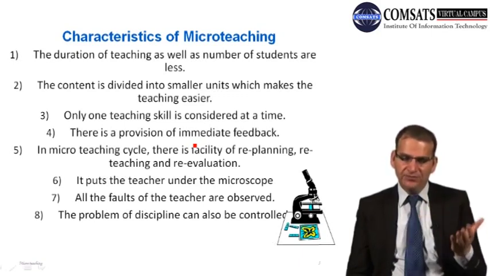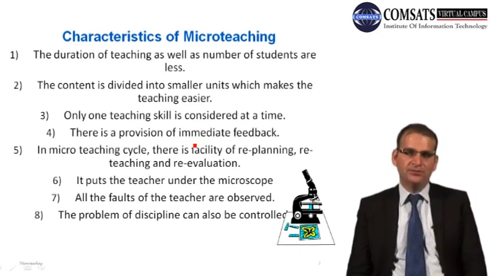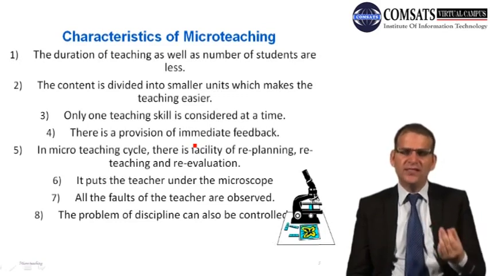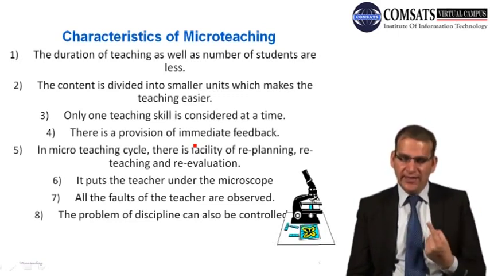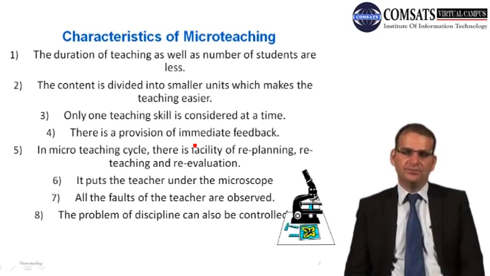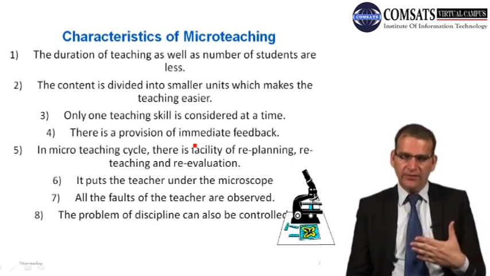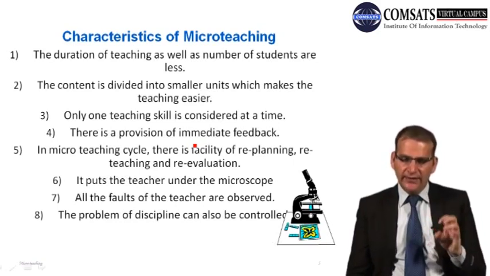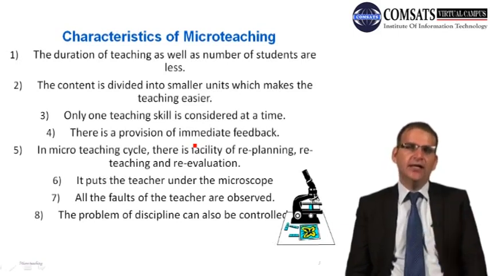First one is duration. Next point is only one teaching skill is considered at a time. In micro teaching, we teach one skill, for example. Clear? You may teach reading, writing, listening or speaking. So one skill at a time. There is a provision of immediate feedback. Of course, once you have taught, you get the feedback. In the micro teaching cycle, there is facility for replanning, reteaching and re-evaluation.